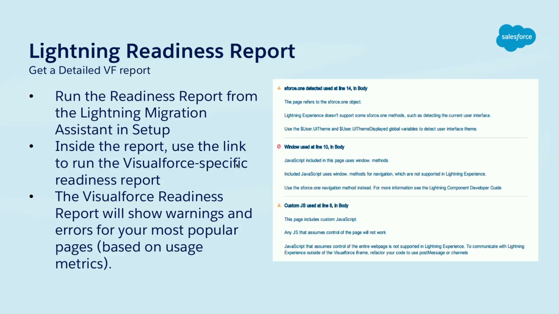So for a Visualforce page that gets used the most, you'll see the information here. You'll get warnings, and you'll get errors. Here's just a screenshot of a report that I ran a few months ago on one of my organizations. And you can see there's some warnings about using S-Force.1, a JavaScript object. There's an error about using the window object in your JavaScript. It was a big no-no, and we'll talk a lot about that later in the presentation. You don't want to use the window object, certainly not for navigational reasons. And then there's another warning here about custom.js.